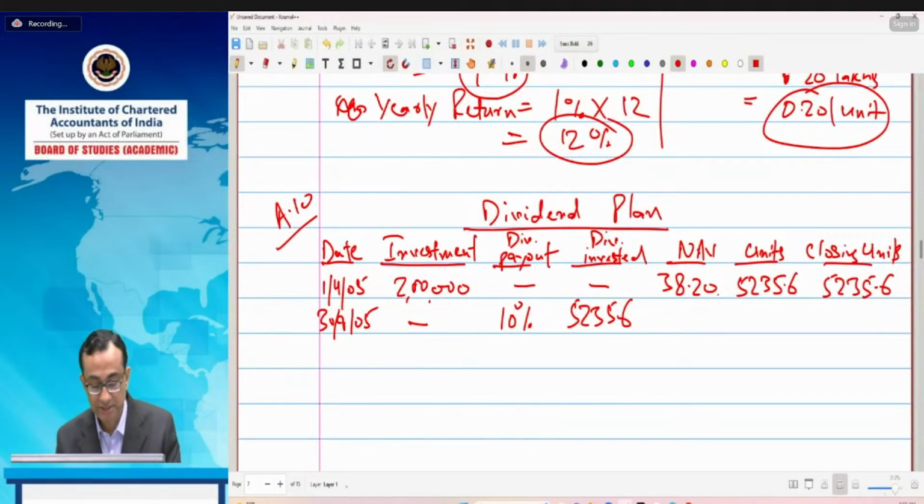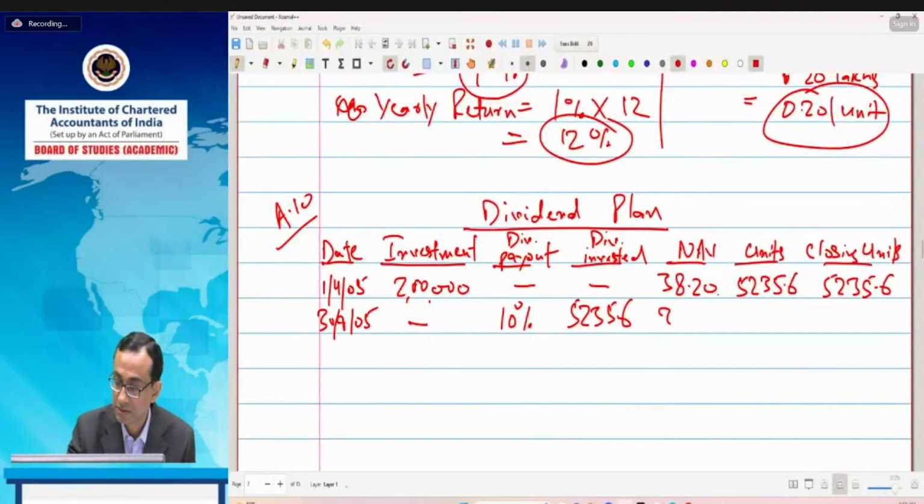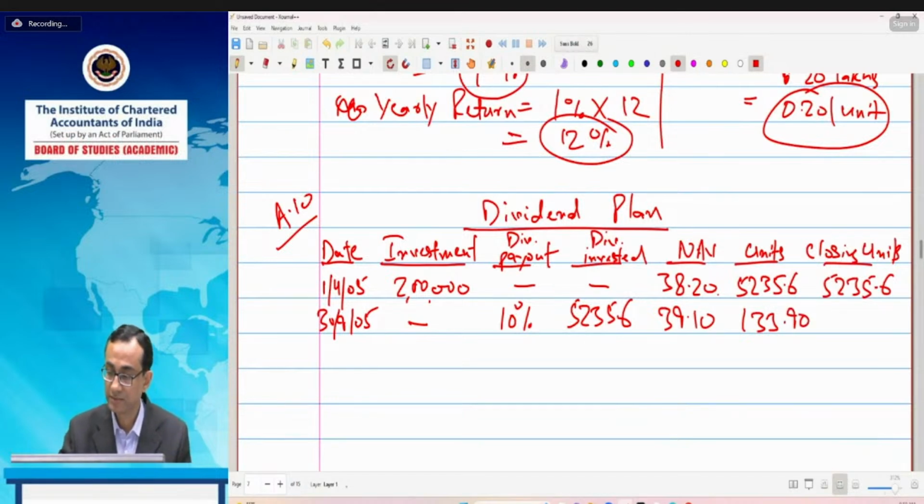The amount will be the same, 5235.6. NAV which is given on this 30th of September is 39.10. Number of units will be 133.90. How is it arrived at? Whatever dividend total amount is there, we convert it into units and then the total amount is reinvested. We did this in the previous questions also. So the dividend reinvested is 5235.6, and NAV at that date is 39.1. So we divide 5235.6 by 39.1 to arrive at the number of units, which is 133.90.